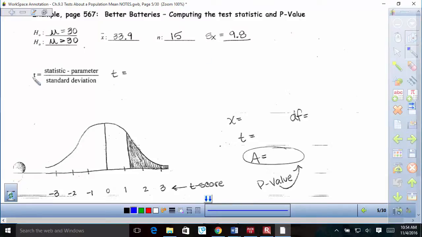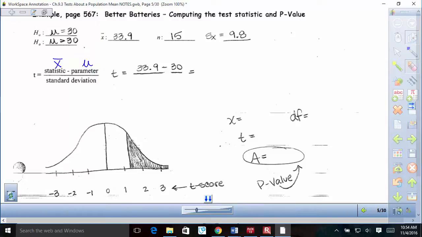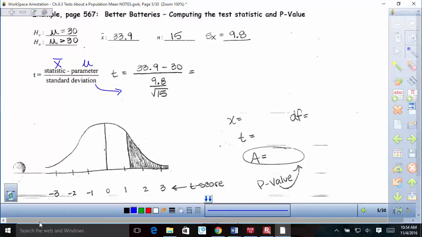Here we go. T. Why am I doing a T instead of a Z? It's a means problem, isn't it? It's not a proportion problem. So it's T equals, that's going to be your X bar, that's going to be your mu, 33.9 minus 30. Standard deviation goes on the bottom. The formula is standard deviation divided by the square root of 15.